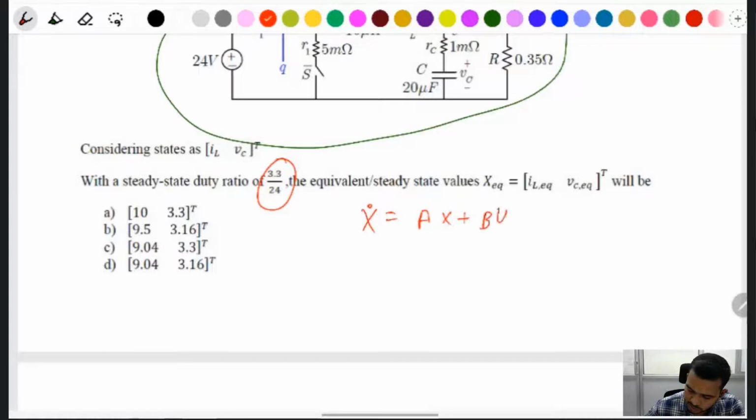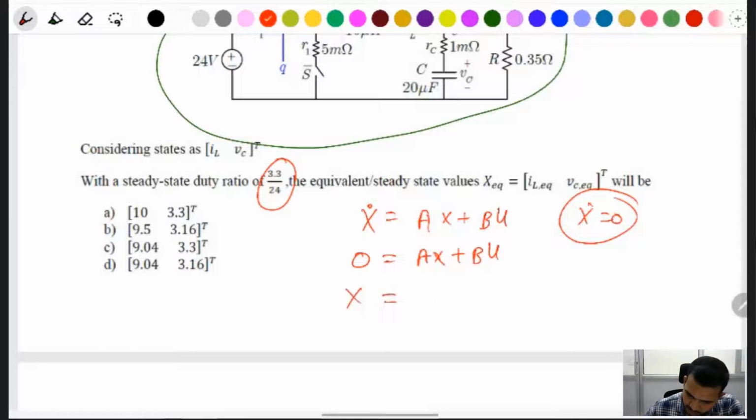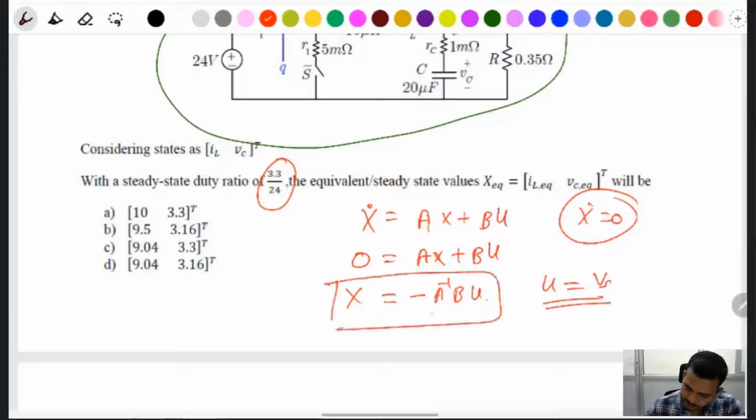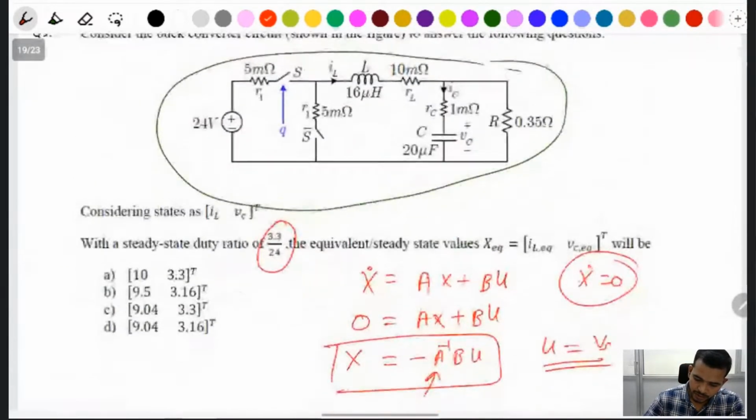You know about X dot is equal to AX plus BU. In a steady state, X dot is equal to 0. Then you get 0 equals AX plus BU, so AX equals minus BU. Find X is equal to minus A inverse B into U, where U is equal to Vs, the input voltage. You find the A matrix and its inverse, and find the B matrix.